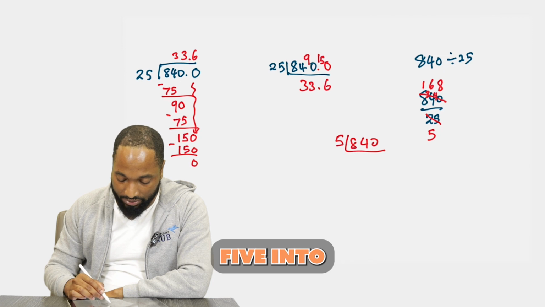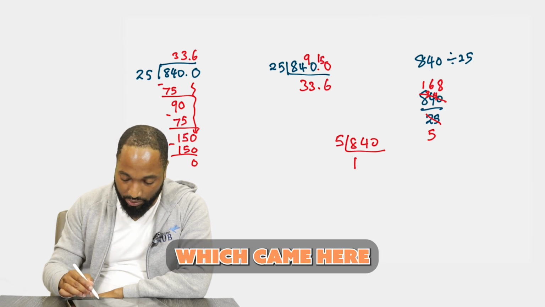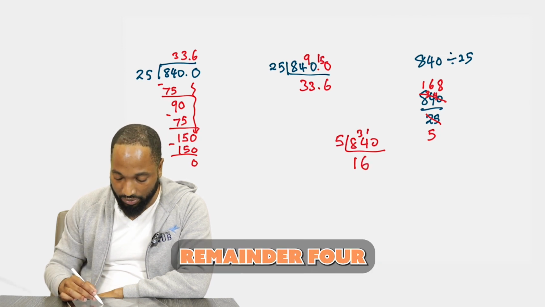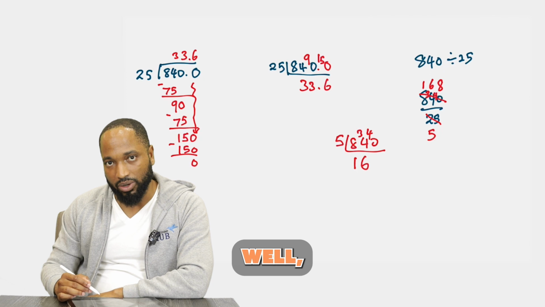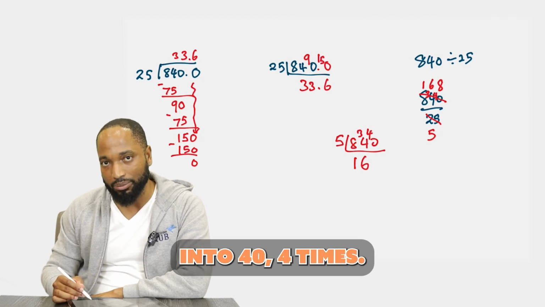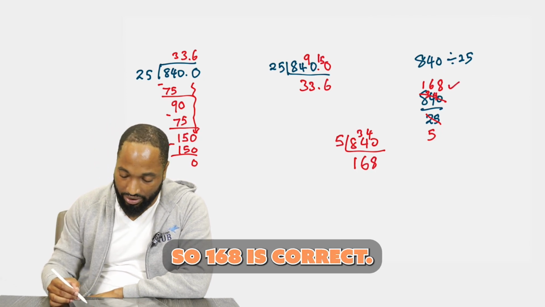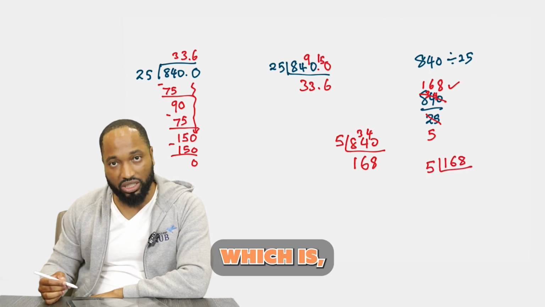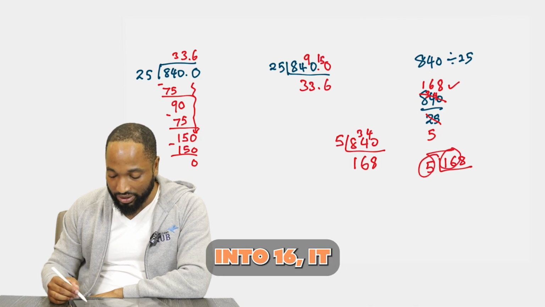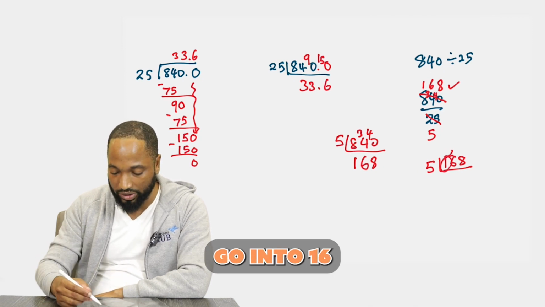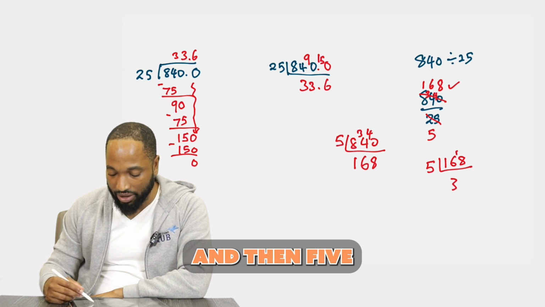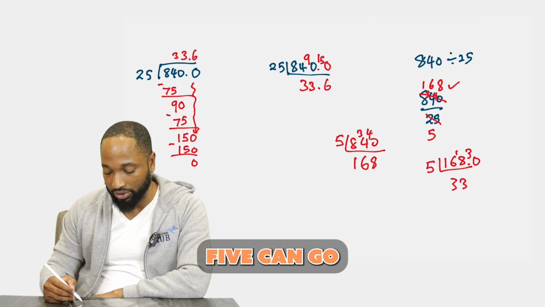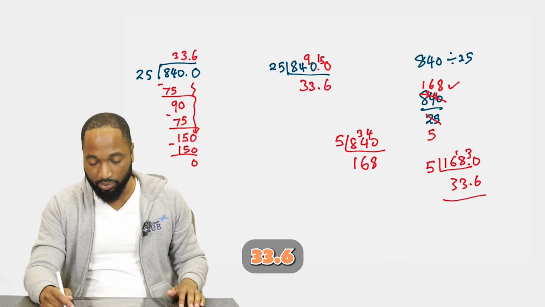Let me just show you it again. 5 into 8, 1, remainder 3, which came here. 5 into 34, 5 6s are 30, so 6, remainder 4, and 5 can go into 40 eight times. So 168 is correct. So what I'm left with is just 5 into 168, which should be simple. 5 can't go into the 1, but it can go into 16 three times, remainder 1. Then 5 can go into 18 three times, remainder 3. And then 5 can go into 30 six times. 33.6 is the way to go.